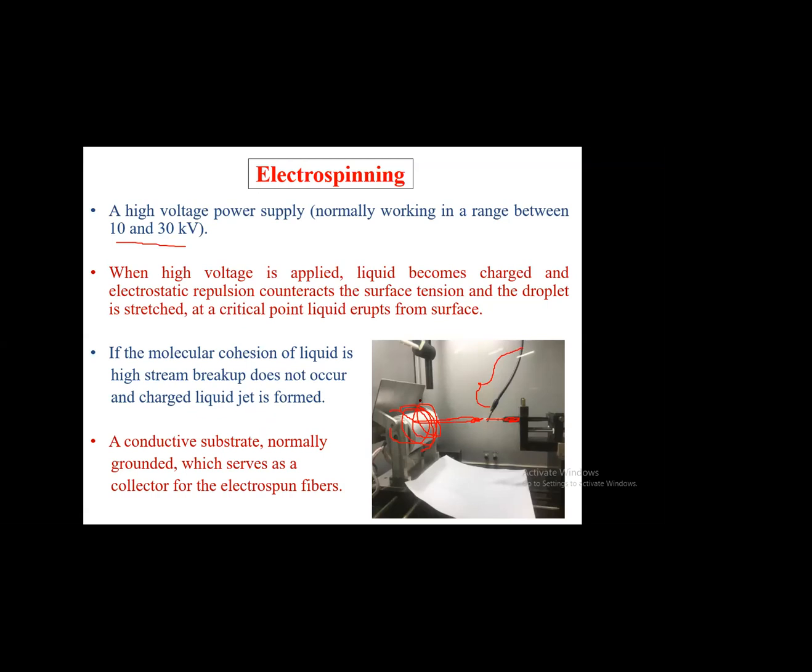This substrate is conductive, where the fibers get collected. A conductive substrate, normally grounded, serves as a collector for the electrospun nanofiber. It acts as a collector plate. There are two ways of electrospinning setup: one is horizontal and the second is vertical. When the setup is vertical, a cone is formed. Cone formation is called a Taylor cone. A Taylor cone is formed like this. It is the formation of the Taylor cone.